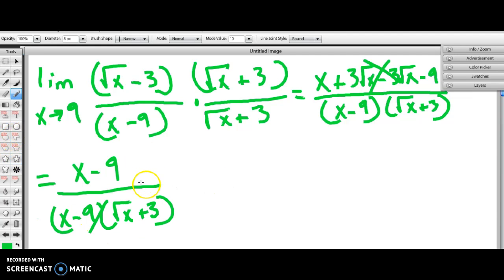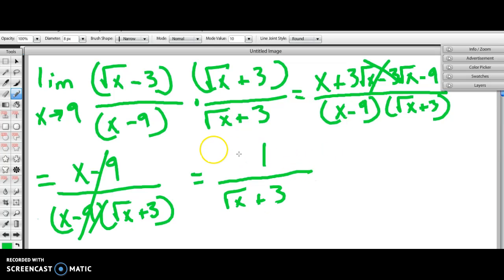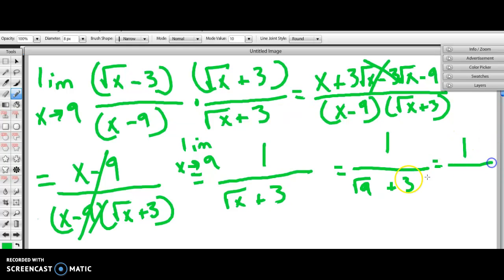And we see that the x minus 9 and x minus 9 is going to cross out. So we're going to do 1 over square root of x plus 3. So the limit as x approaches 9 of 1 over square root of x plus 3 is going to be 1 over square root of 9 plus 3, 1 over 3 plus 3, because square root of 9 is 3, 1 over 9.